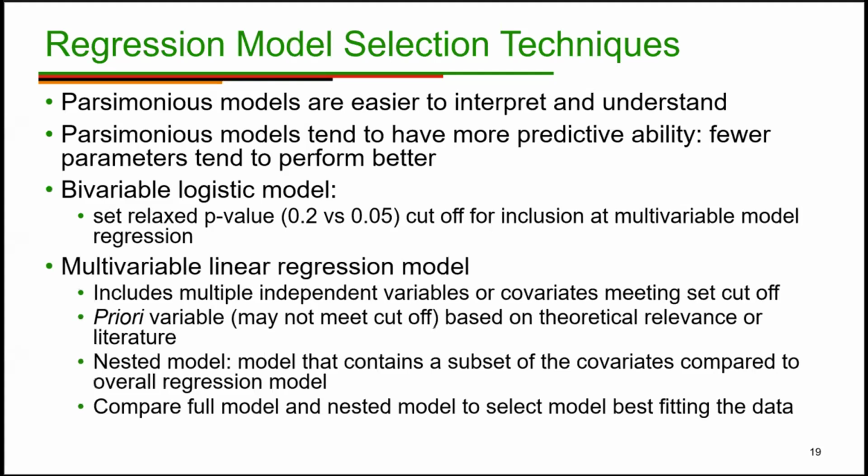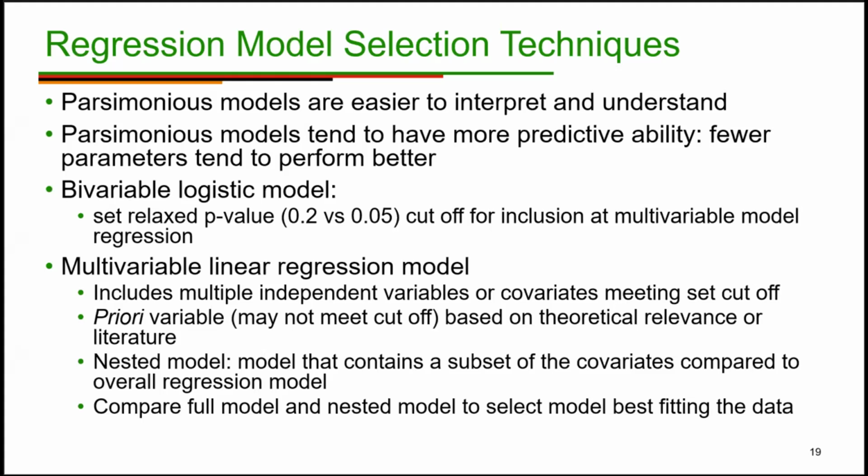Another consideration is to include a priori variables. These may or may not meet this cutoff of 0.2, but these could be based on theoretical relevance to our study, or what literature has said are significant variables when it comes to predicting a certain outcome. And so you would want to consider including such variables.